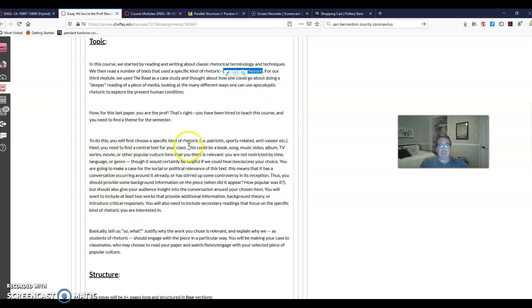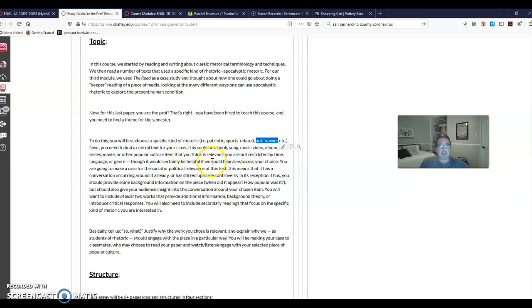So what you're going to do is choose a specific kind of rhetoric that interests you, and that can be broad, something like patriotic rhetoric, sports-related rhetoric, right? There's a way we talk about sports and being excellent and all that kind of stuff. Anti-vaxxers, right? They have their own kind of rhetoric, this kind of conspiratorial thinking that the government and big pharmacies are out to get us, that kind of stuff. And there's tons of other things you can do.